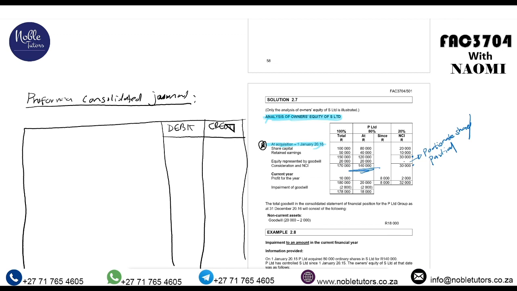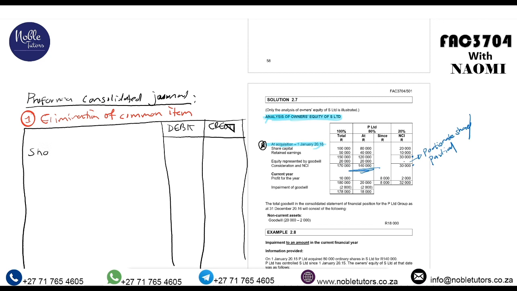Elimination of common items. All the amounts that were supposed to be credited will now be debited because I'm reversing. Share capital and retained earnings are equity items. As we know, equity items increase on the credit side and decrease on the debit side. So I'm going to decrease them because I'm reversing. I'm going to debit share capital and I'm going to debit retained earnings.